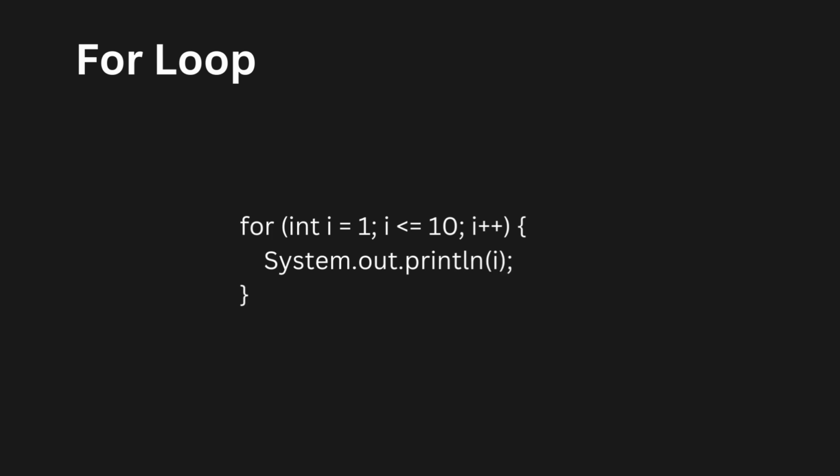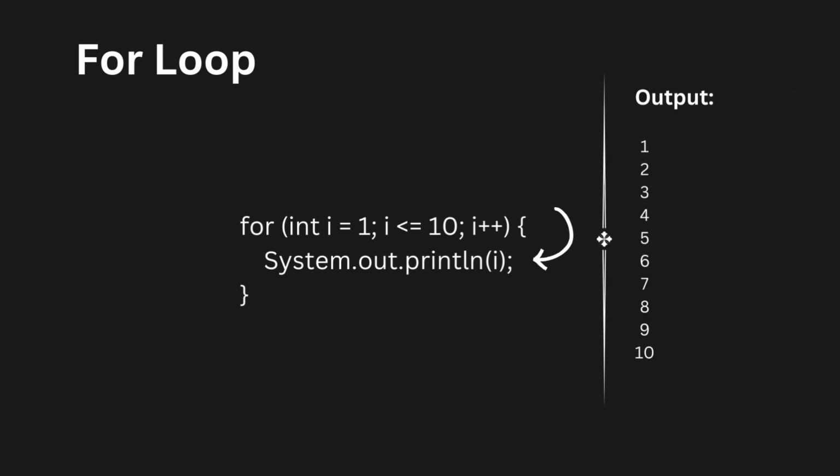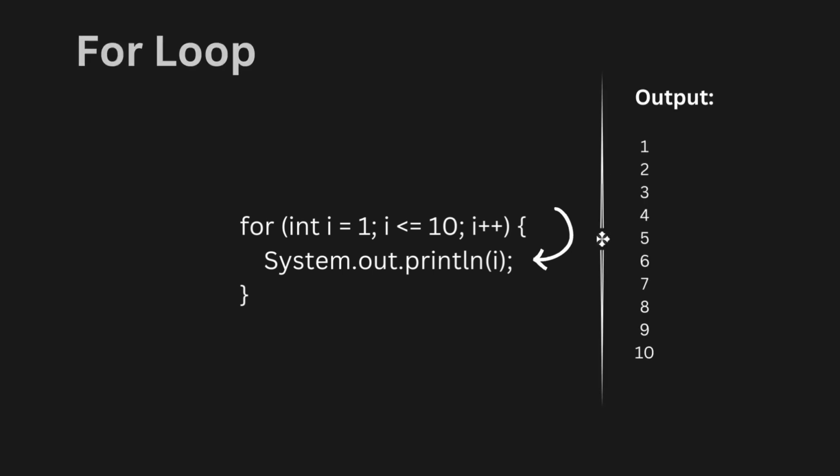Let's look at an example. Suppose we want to print the numbers from 1 to 10. We can use a for loop to do this. Here, we're using a loop variable i that starts at 1 and increments by 1 after each iteration. The loop continues executing as long as i is less than or equal to 10. And inside the loop, we're printing the value of i using the System.out.println method. That's the basic idea of a for loop.